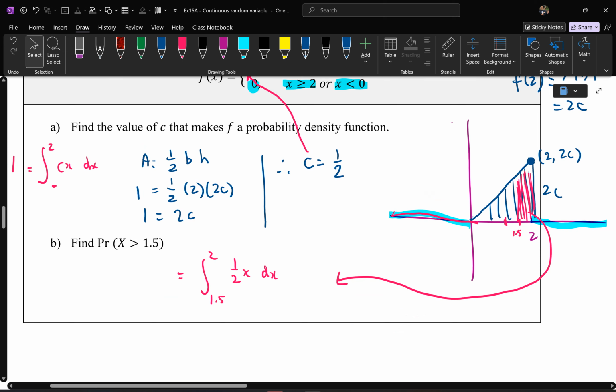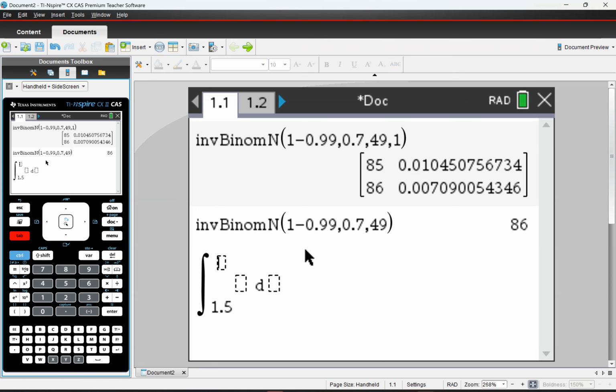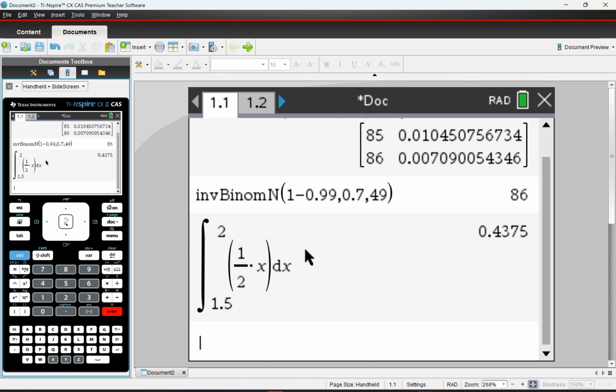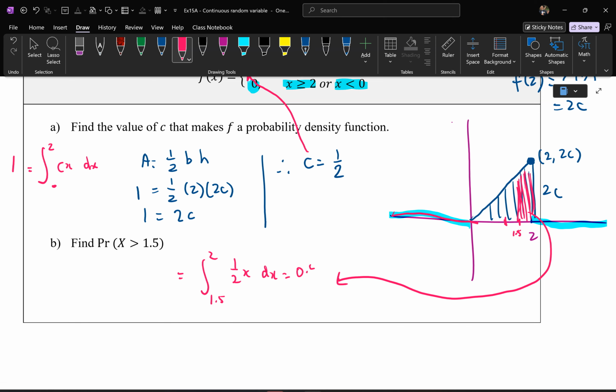Let's do it on our CAS, just in the interest of time, and I'm just going to stop there for today. What is the integration? Here we go, the integral between 1.5 and 2 of half times x dx. And it's 0.4375. So far, so good. I'm going to stop there, okay?